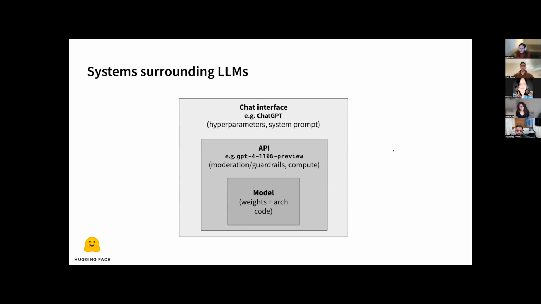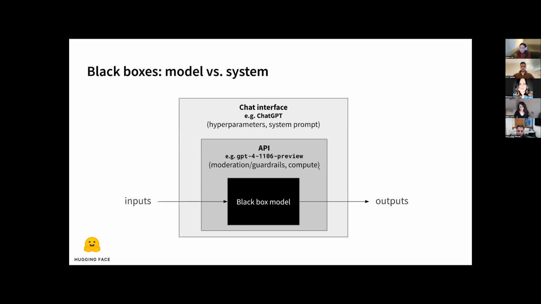And one other aspect of these models is not just the model itself, which contains the weights and the architecture code, but also how we think about the systems that surround these models. So you might be familiar with an API like GPT-4's API, for example, that includes probably some type of moderation and guardrails or compute, as well as a chat interface like ChatGPT, where you're accessing these models through some set hyperparameters and system prompts. And why this is important is when we're thinking about evaluating these models. Before, when we used to talk about black box models, we usually were referring to the actual mechanistic interpretability of the weights themselves.